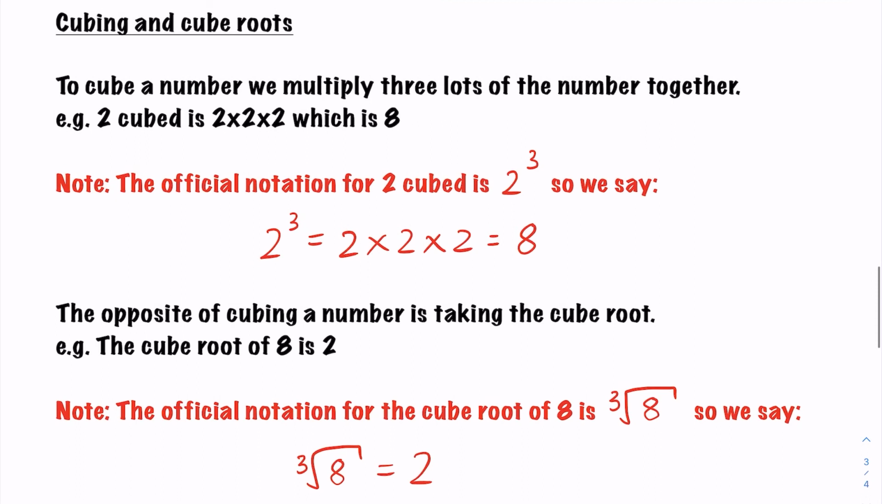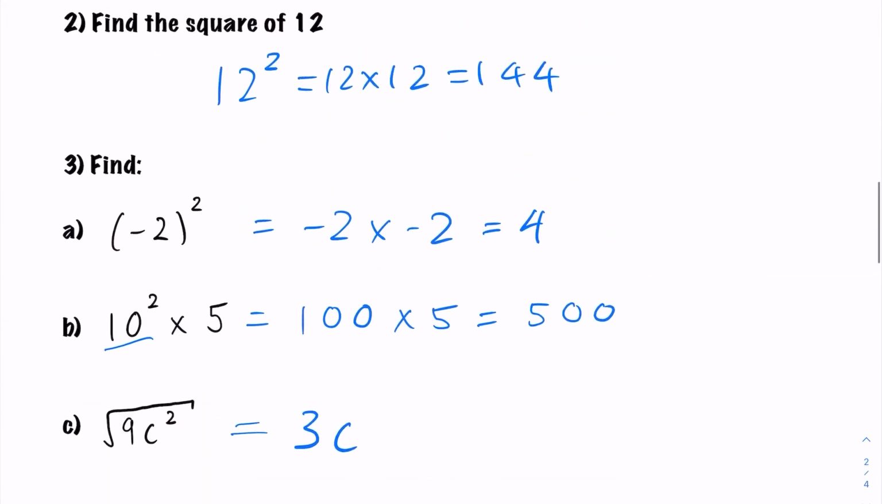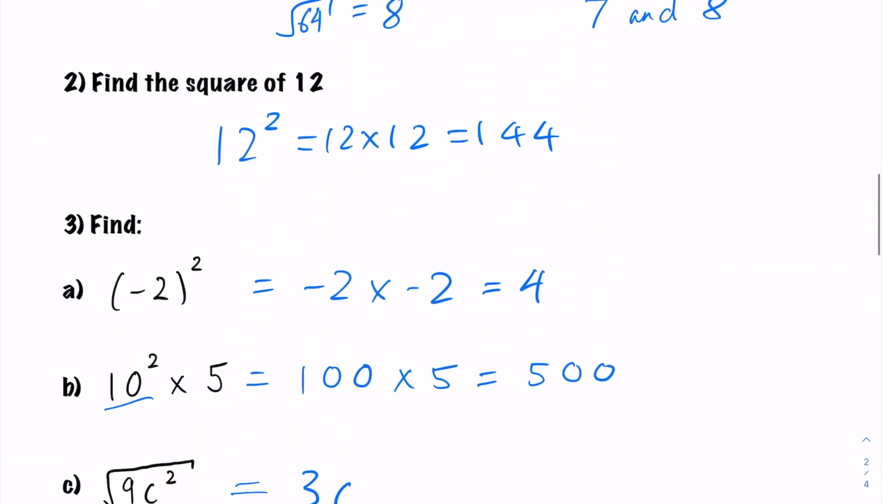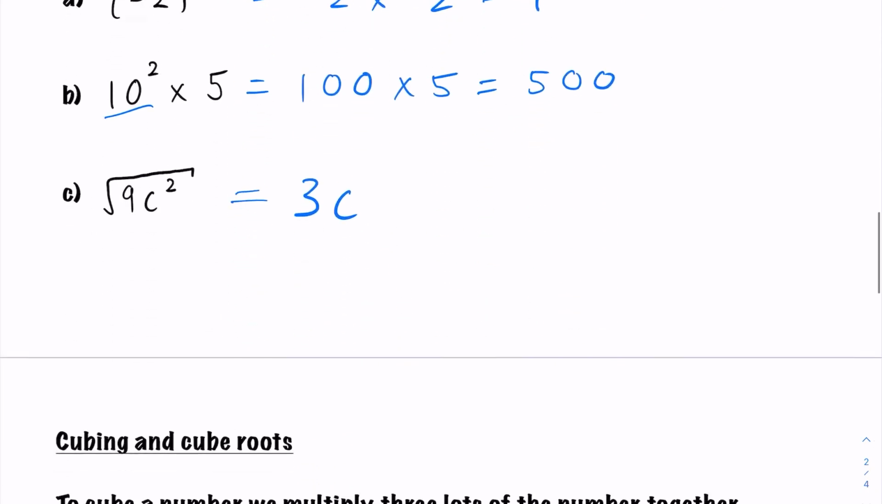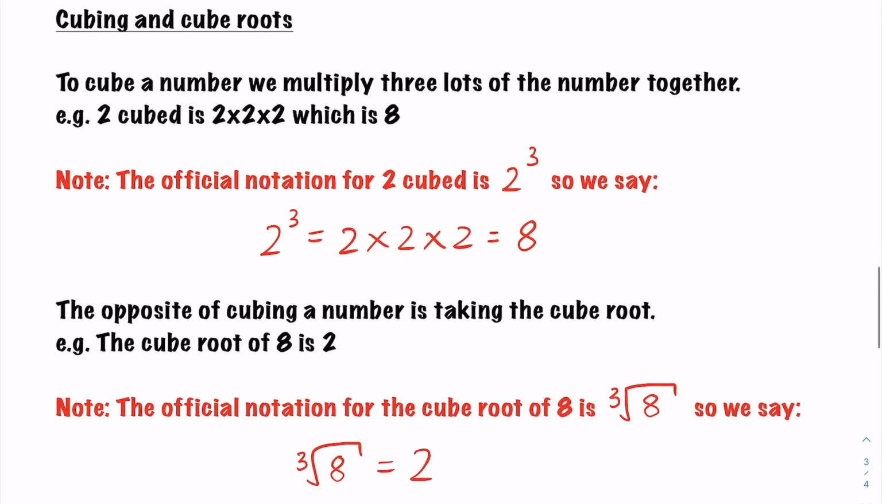Cubing and cube roots. So the next step up really is cubing and cube roots. Beforehand, when we were talking about squaring, we were essentially putting a number to a power of 2. It's raised to a power of 2. And next up here, cubing and cube roots, we're essentially putting it to a power of 3. So let's see how that works.